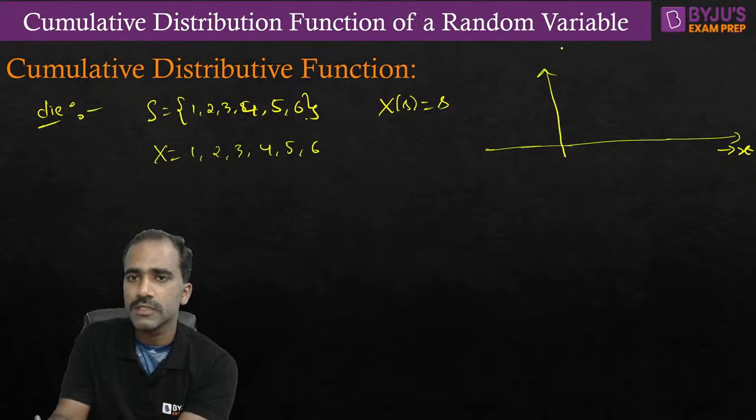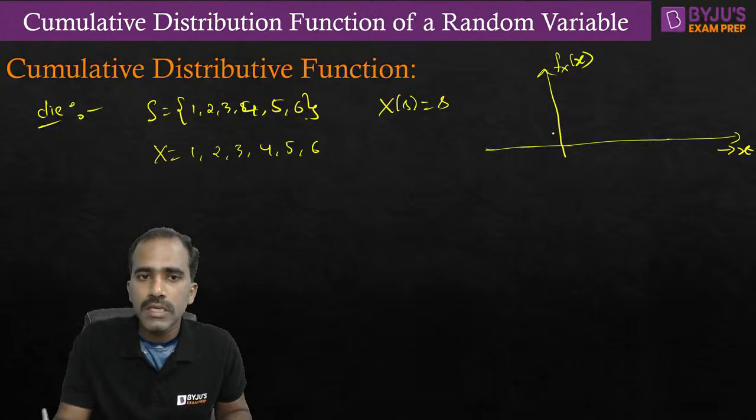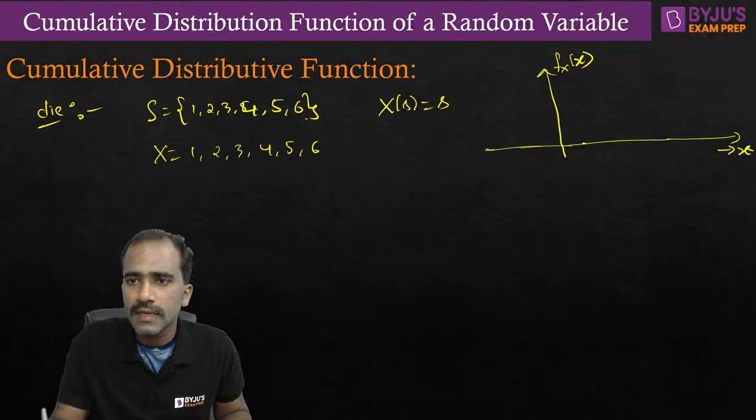As a function of x. Let's plot the PDF. This is a discrete random variable. The random variable takes values of 1, 2, 3, 4, 5, 6 with equal probability, which is 1 by 6. The random variable takes a value 2 with a probability of 1 by 6.